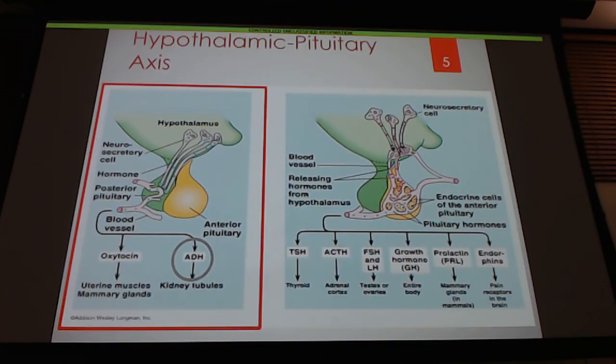And for ADH, antidiuretic hormone, it's going to go to the kidneys. And for oxytocin, it might go to the uterine muscles or mammary stuff for lactation. The only thing we're going to talk about in endo is ADH, okay? Oxytocin, important, but that'll be for another time.